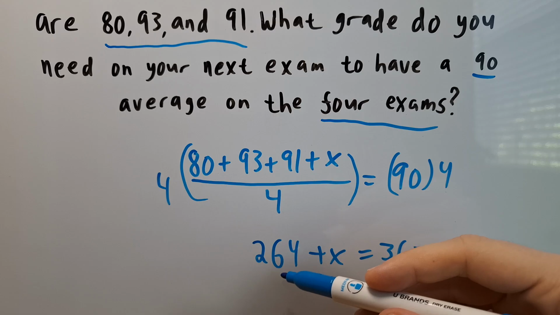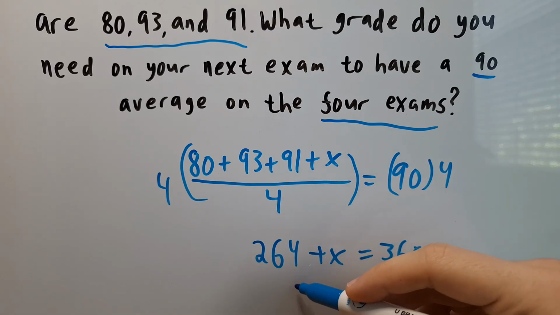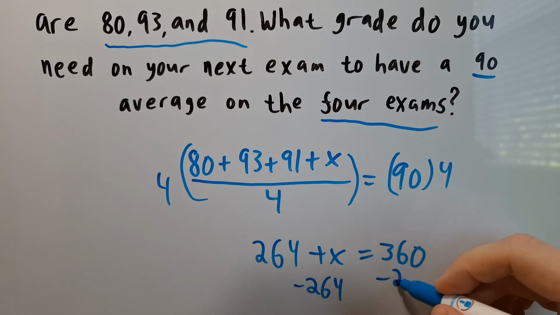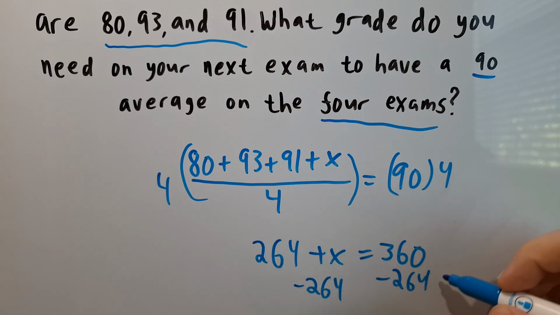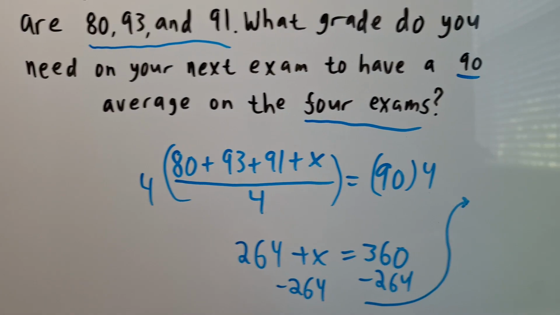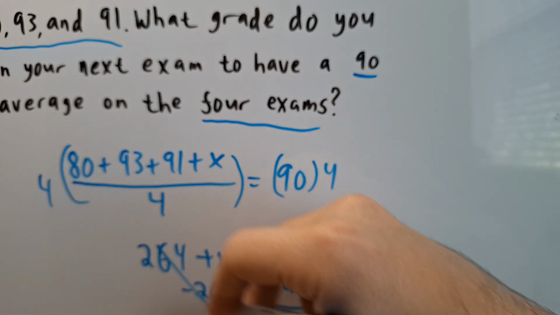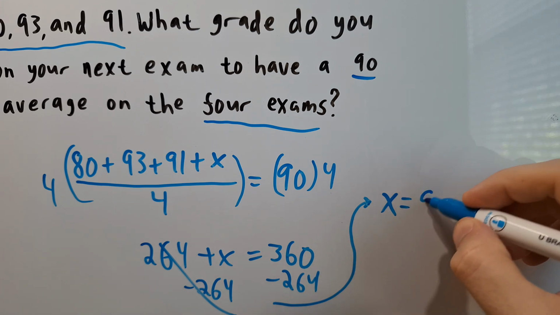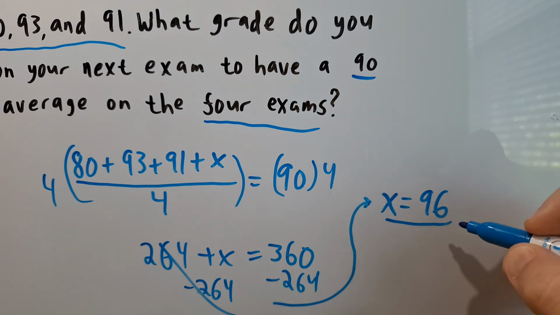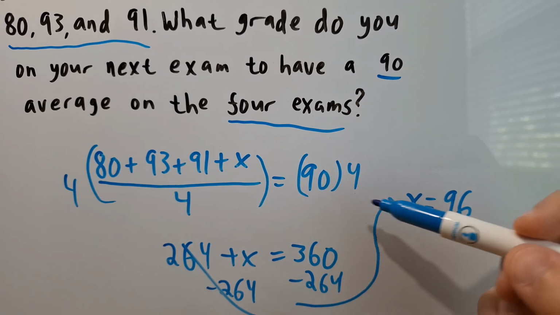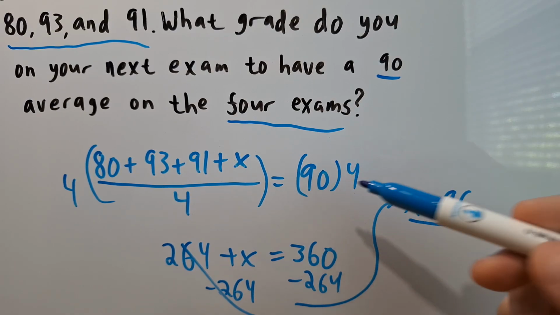Take away 264 on both sides. I'll write that up here. This cancels out, and we have 96. So this means we need to have a grade of 96 on our 4th exam in order to have an average of 90.